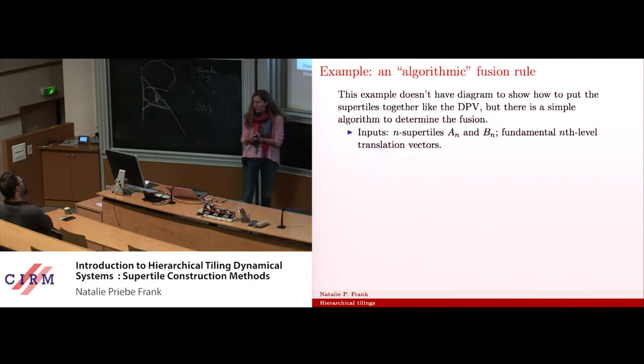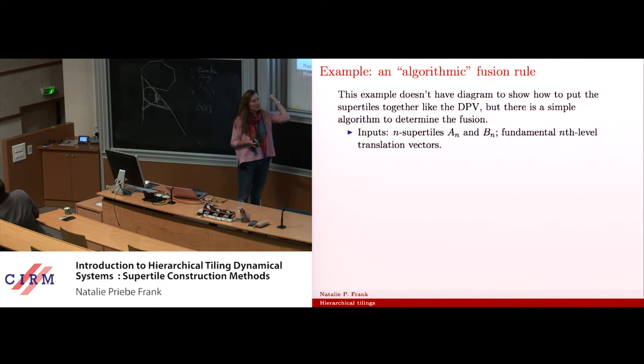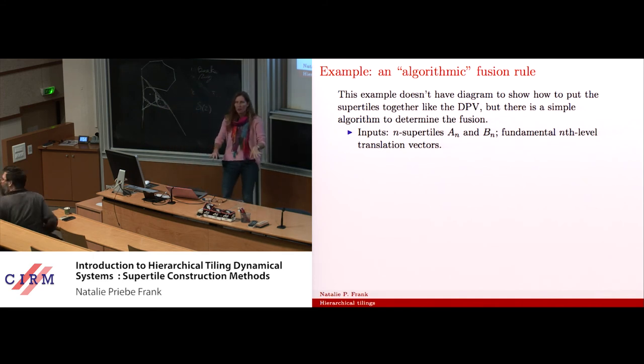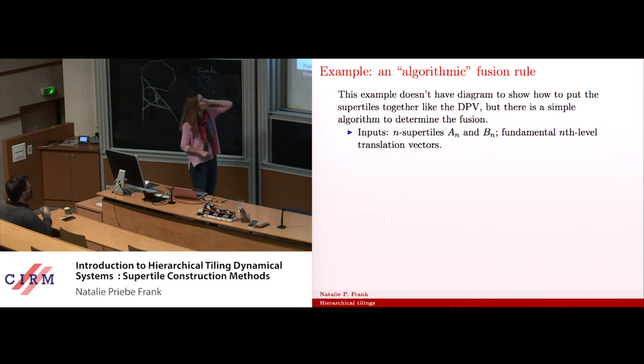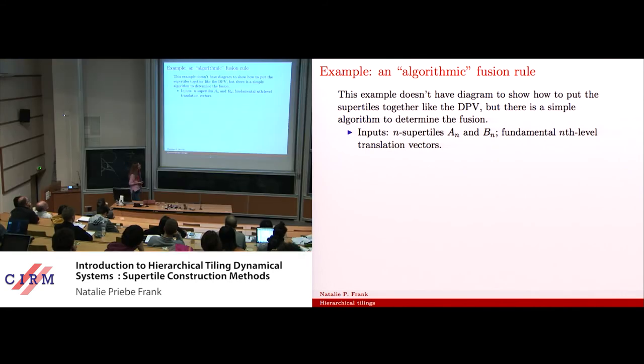All right, so there's another kind of fusion rule. That last one was an example of something I call an algorithmic fusion rule. With the last one, I could draw a little schematic to show you where everything should go. I can't draw a schematic for this one, but I can write an algorithm for it. A decade ago, I got this out of some paper by Tomas Fernique, who's not paying any attention. Hi, Tomas.